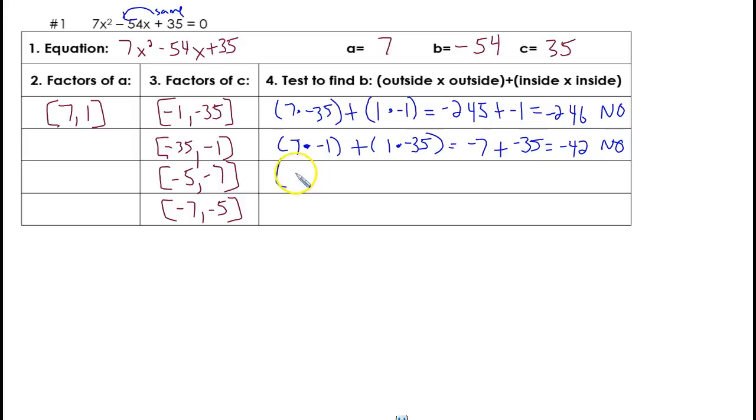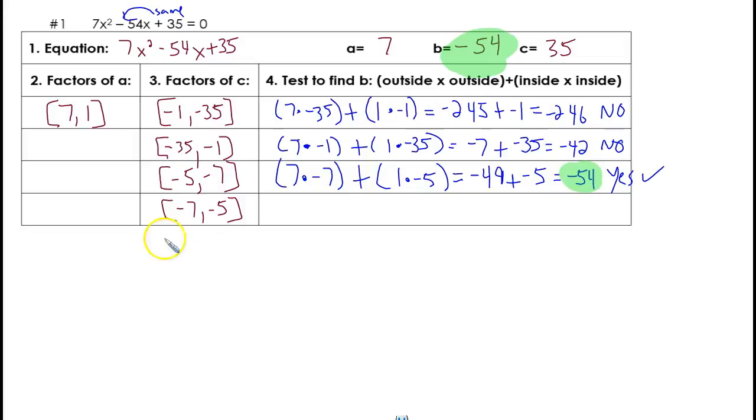Well, we might have to try all these. Let's see. We've got 7 times 7 for outside times outside, or 7 times negative 7, plus the inside times inside, which is 1 times negative 5. 7 times negative 7 is negative 49, plus 1 times negative 5. We add those together to get negative 54. We go back and check, did we get what we were looking for? Did we get negative 54? Yes.